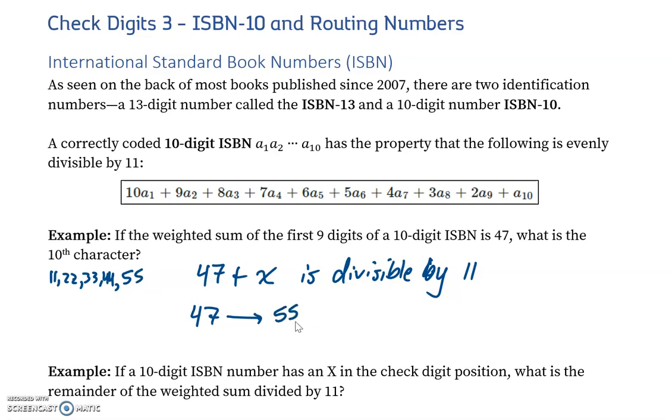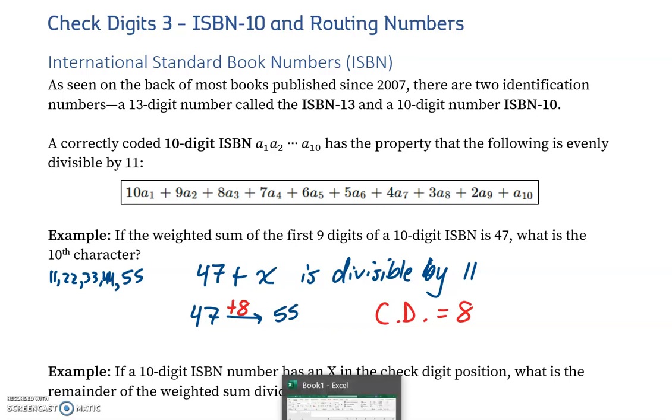So we basically just say, how much did I have to add from 47 to get to 55? And your answer would be 8. Of course, you could also do 55 minus 47 to get 8. So that's another way to do this. So our check digit, the 10th character, should end up being just 8. So the check digit equals 8. There are certainly other ways to do this, but honestly, I think sometimes this is one of the easier ways to go.